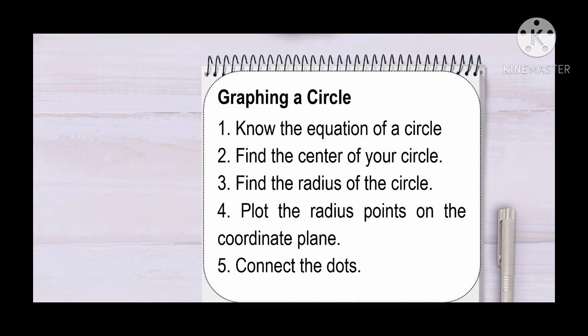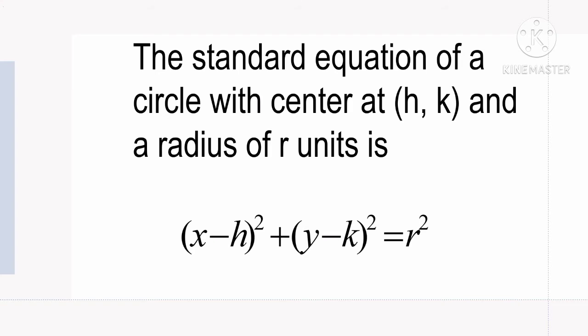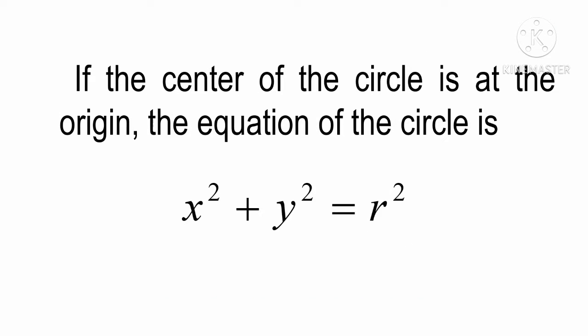So let's have a quick review. The standard form of the equation of a circle. Given the standard equation of a circle with the center at (h, k) and the radius of r units is the quantity (x - h)^2 + (y - k)^2 = r^2. The values of h and k indicate that the circle is translated h units horizontally and k units vertically from the origin. So if the center of the circle is at the origin, the equation of the circle is x^2 + y^2 = r^2.